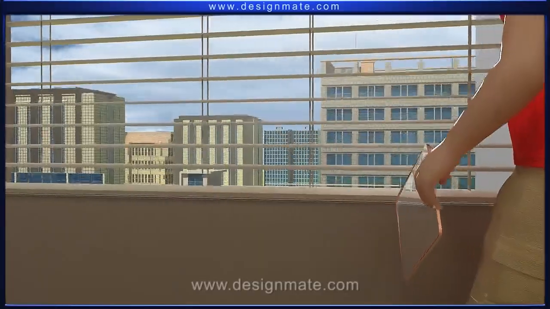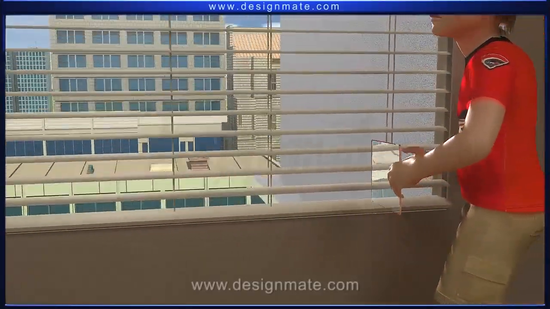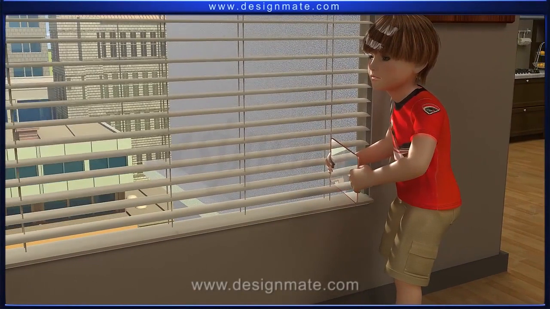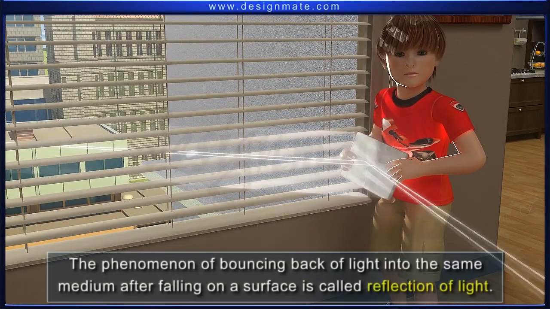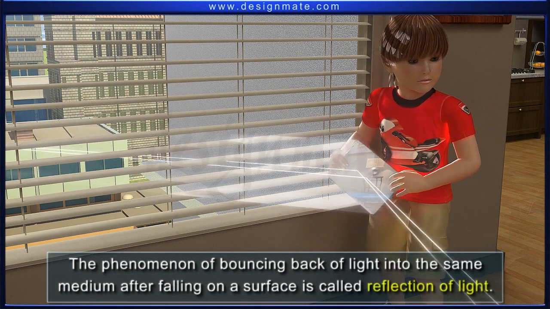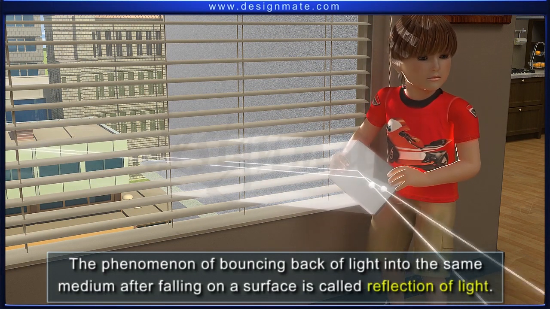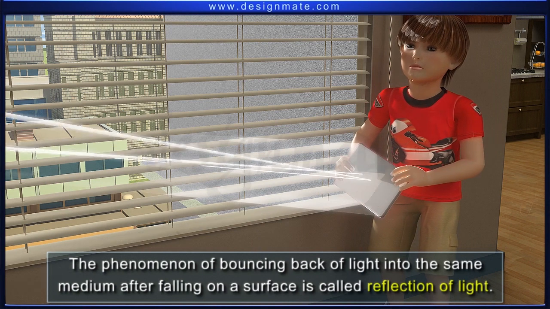If a ray of light is incident on a shiny surface like a mirror, the light bounces back into the same medium. The phenomenon of bouncing back of light into the same medium after falling on a surface is called reflection of light.